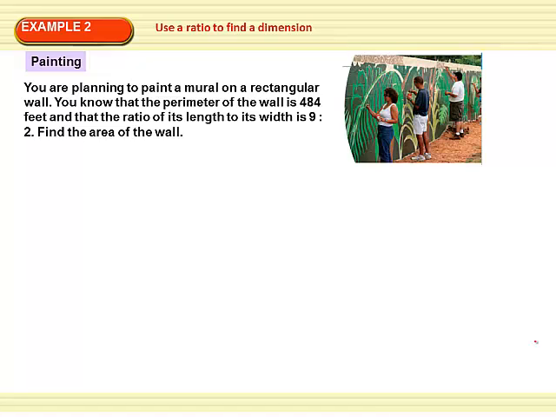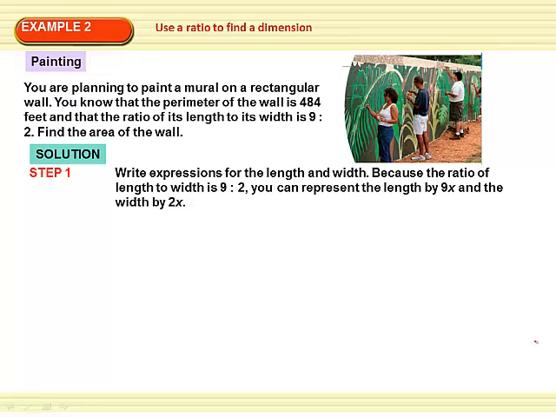Okay, so we have another example. You are planning to paint a mural on a rectangular wall, and you know that the perimeter of the wall is 484 feet, and the ratio of its length to its width is 9 to 2. Find the area of the wall. First thing you have to do is write the expression of the length and the width. Because the ratio of the length to the width is 9 to 2, you can represent the length by 9x and the width by 2x. Again, this is something you've done in Algebra 1.